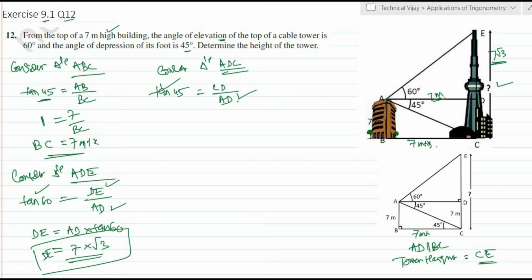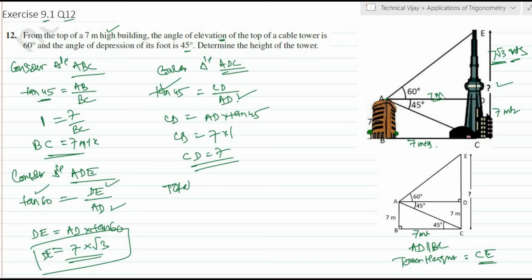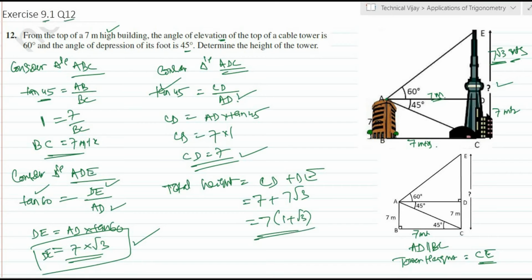AD we know, tan 45 we know, CD is equal to AD into tan 45. So CD is equal to 7 into 1, so CD is equal to 7 meters. And DE is 7 root 3 meters. So total height is equal to CD plus DE. CD we know, DE we know. So it is 7 plus 7 root 3, which is equal to 7 into (1 plus root 3) meters. This is the height of the tower.